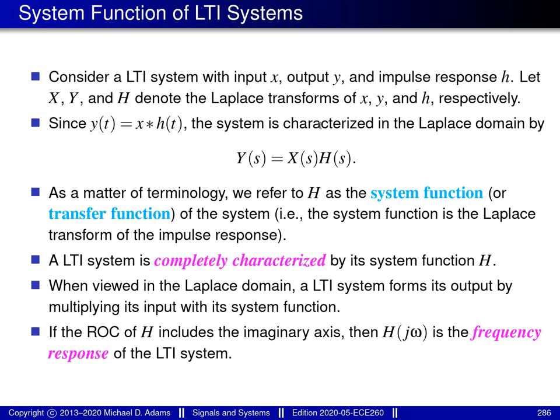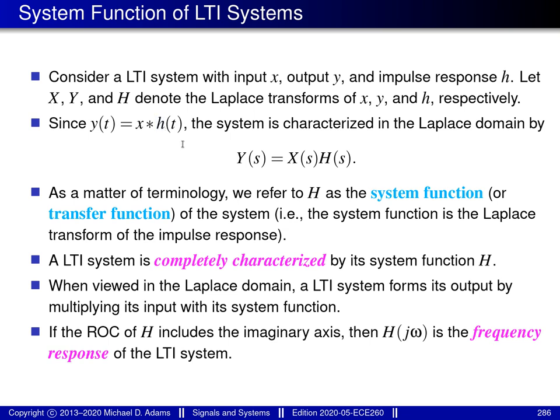Suppose that we have an LTI system with input little x, output little y, and impulse response little h, and let big X, big Y, and big H denote the Laplace transforms of little x, little y, and little h respectively. We know from earlier that an LTI system is characterized by an equation of this form. In other words, an LTI system is such that the output of the system, which we denote as little y, is equal to the input of the system, which we denote as little x, convolved with the impulse response of the system, which is denoted as little h.